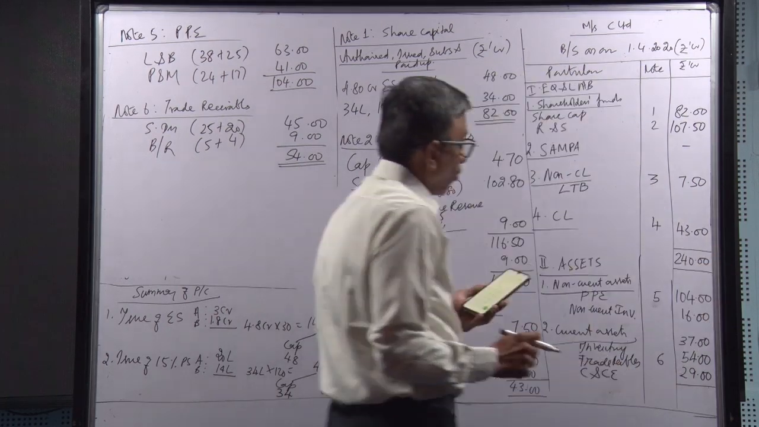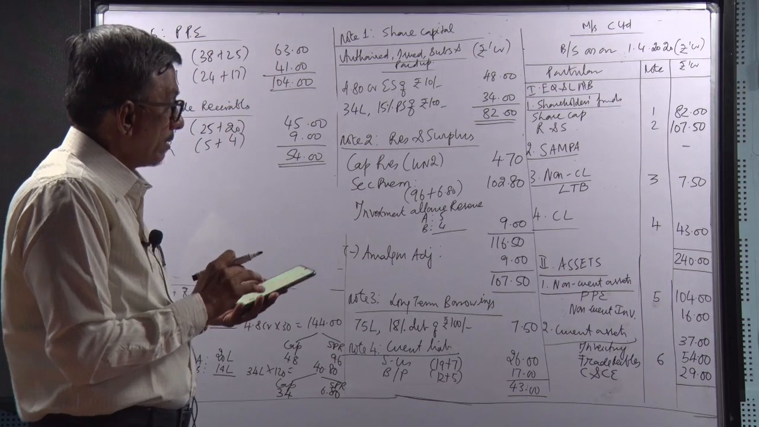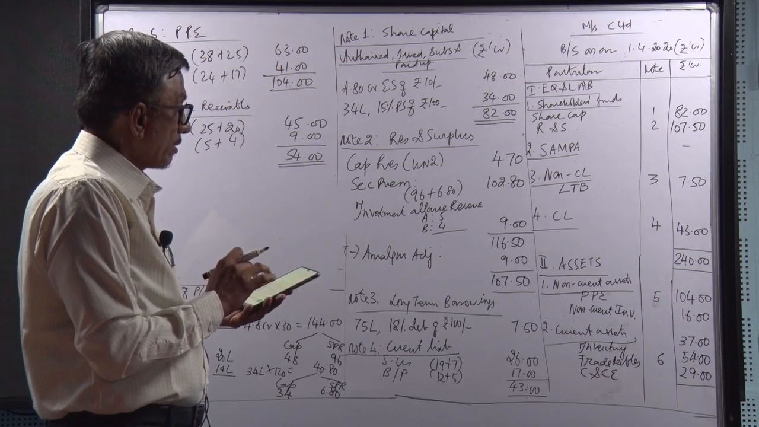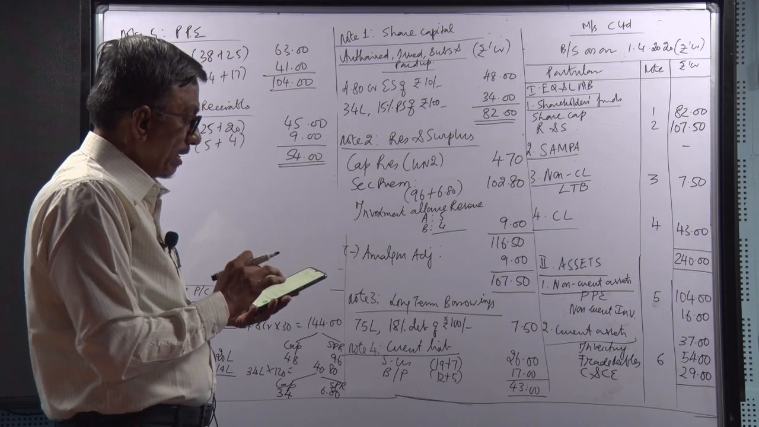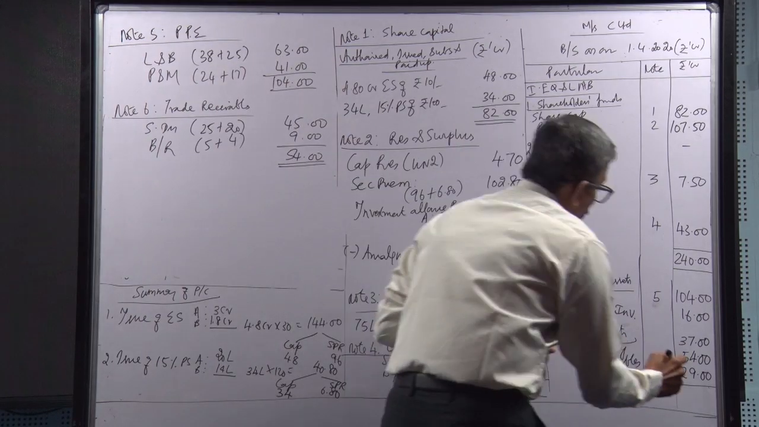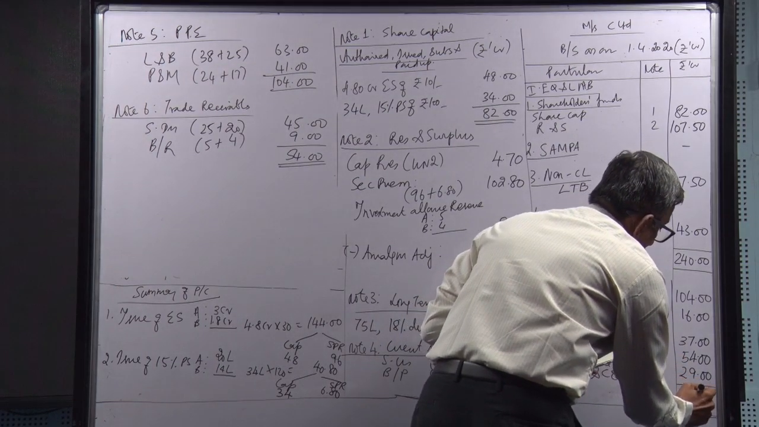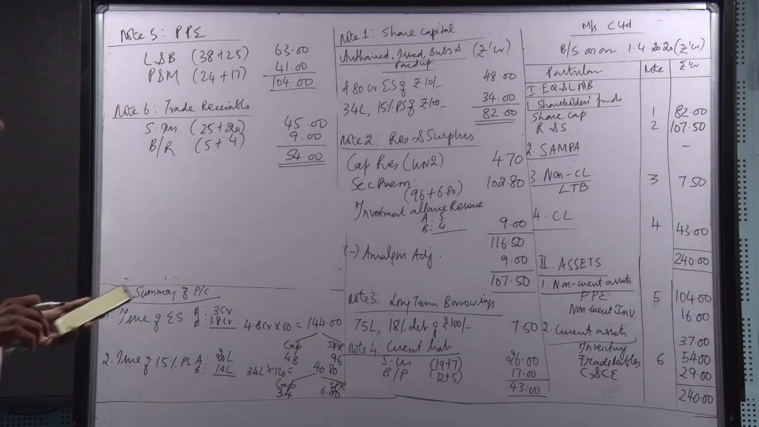Liabilities 240 crores. Assets: 104 plus 16 plus 37 plus 54 plus 29. Here also getting 240 crores. That means you have done this problem also perfectly. We got balance sheet total, both asset as well as liability, 240 crores.